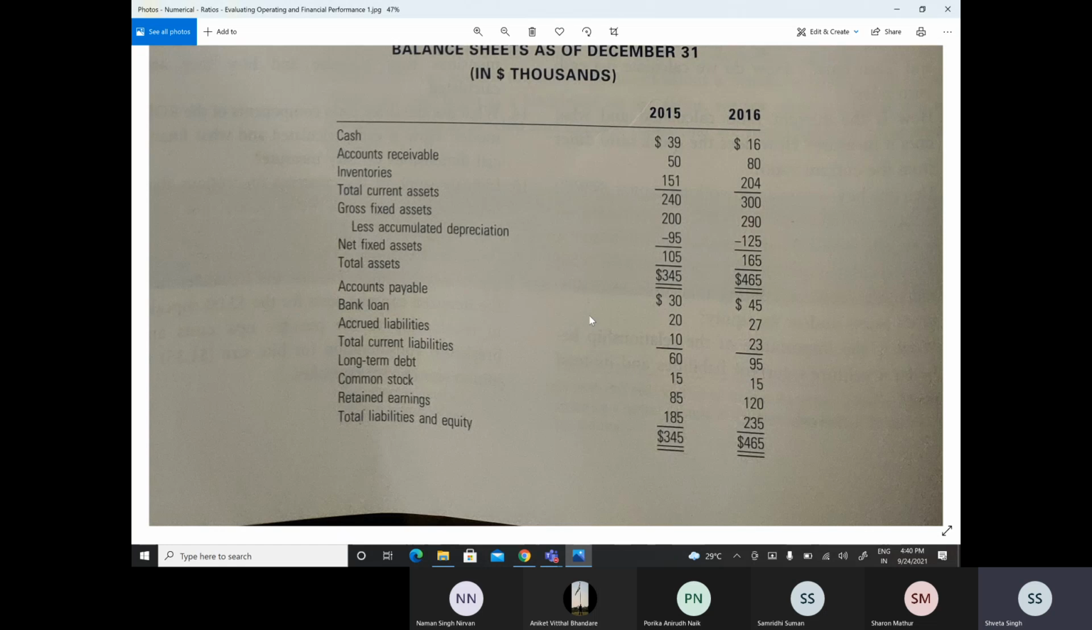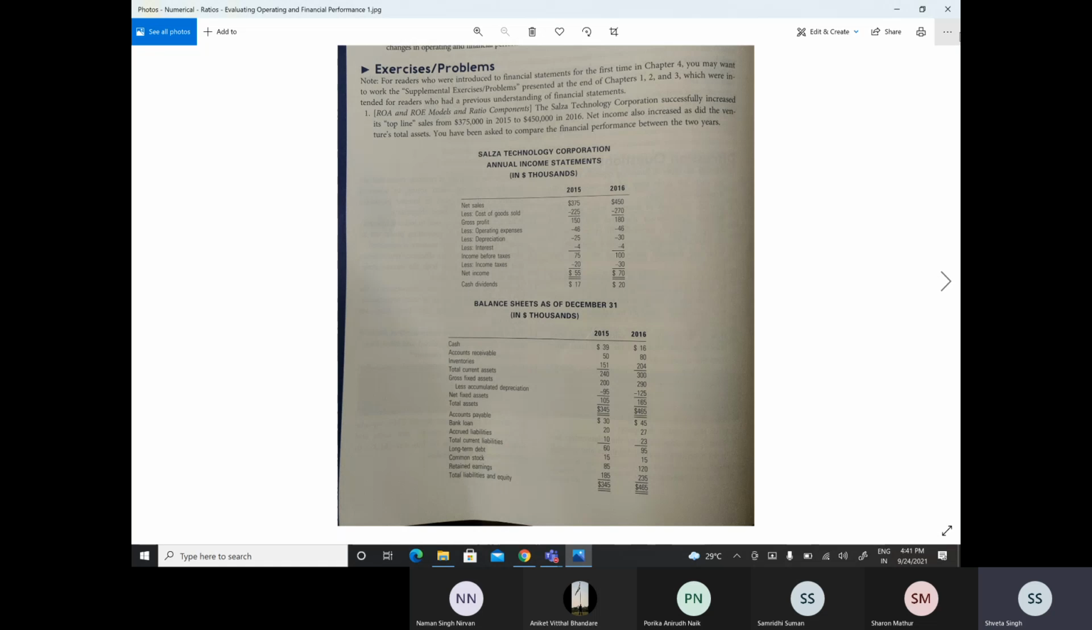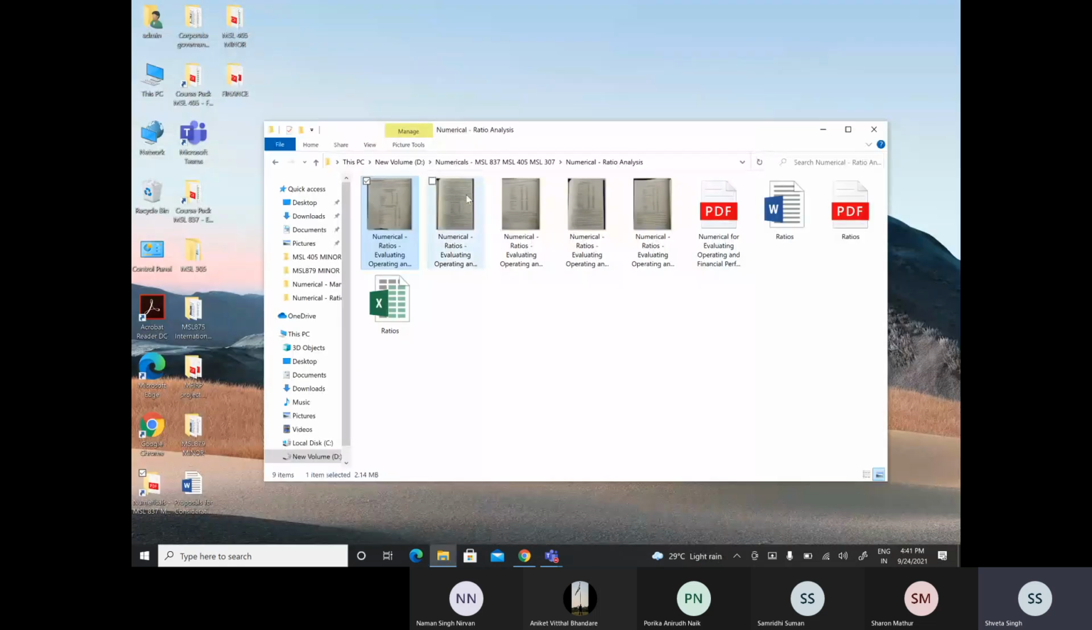Then we start with the current liabilities of accounts payable of 30,000, bank loan of 20,000, accrued liabilities of 10,000, which gives us a total current liabilities of 60,000. To this, we add the long-term liabilities of long-term debt of 15,000, common stock of 85,000, and retained earnings of 185,000 to give us a total liabilities and equity of 345,000. Similarly, we are given the values for 2016 as well. Now, based on this, let me come to the second page.